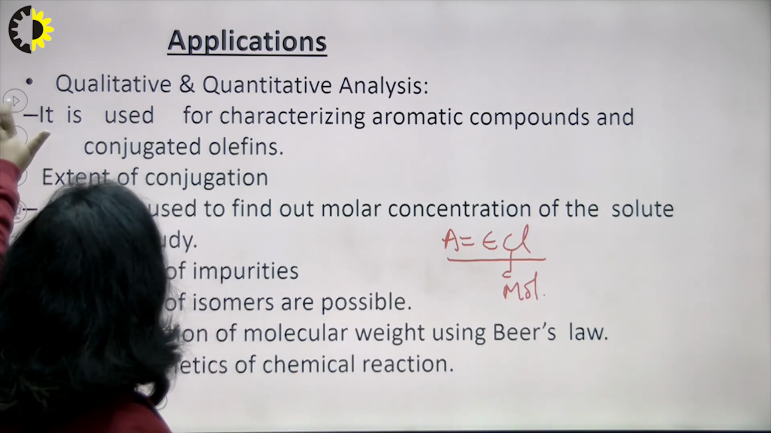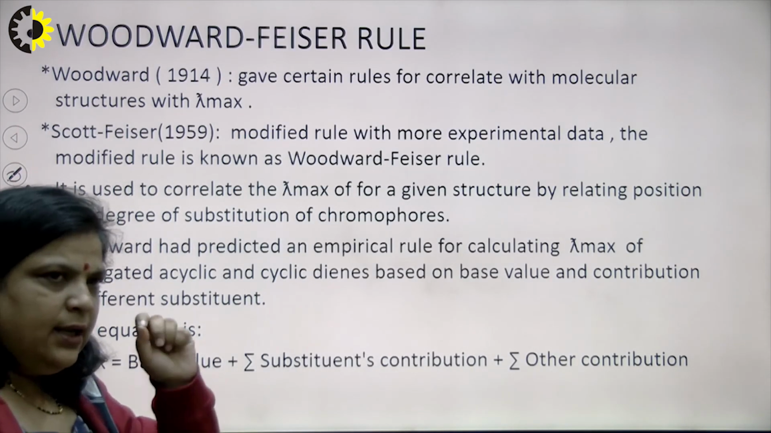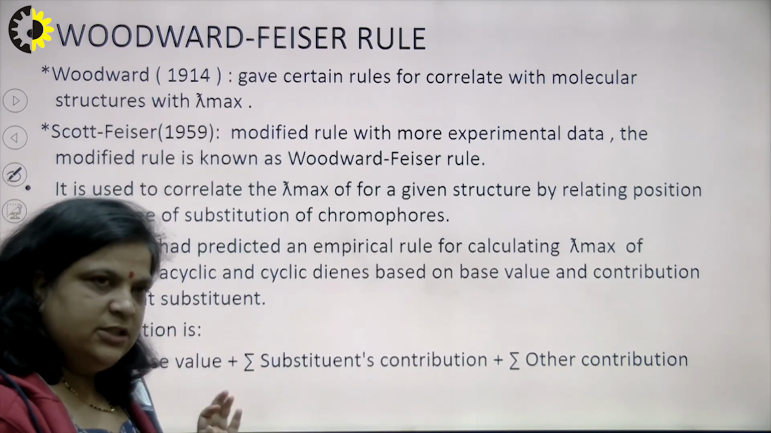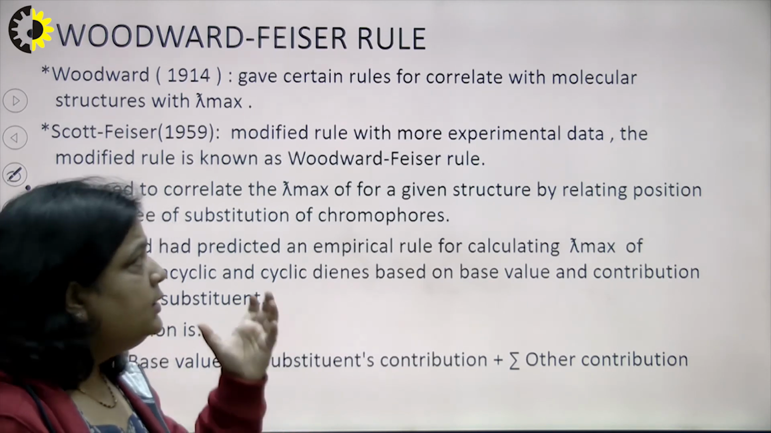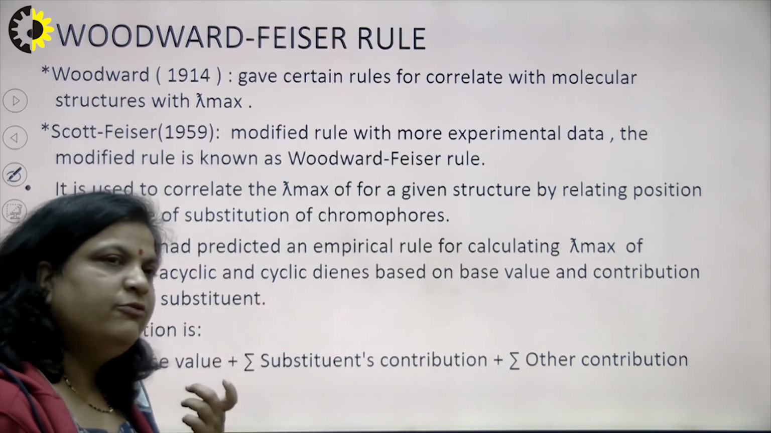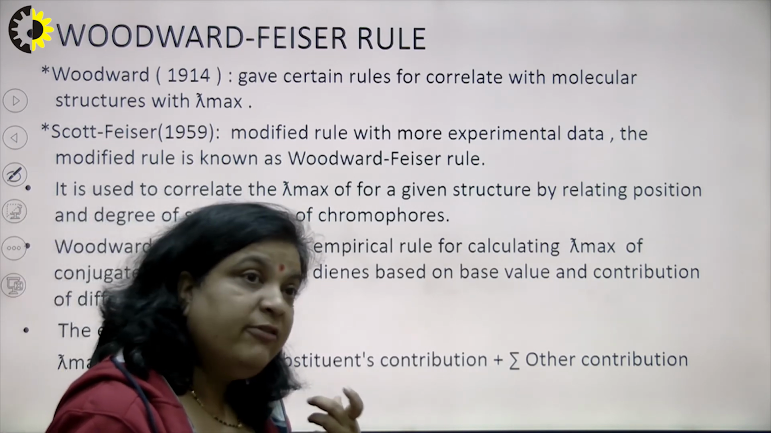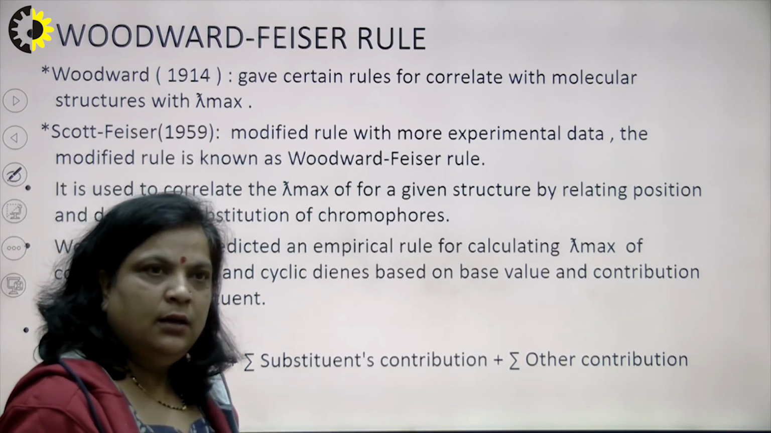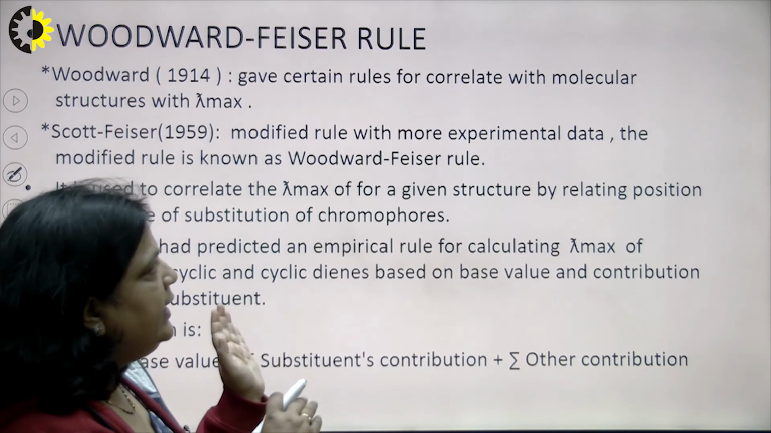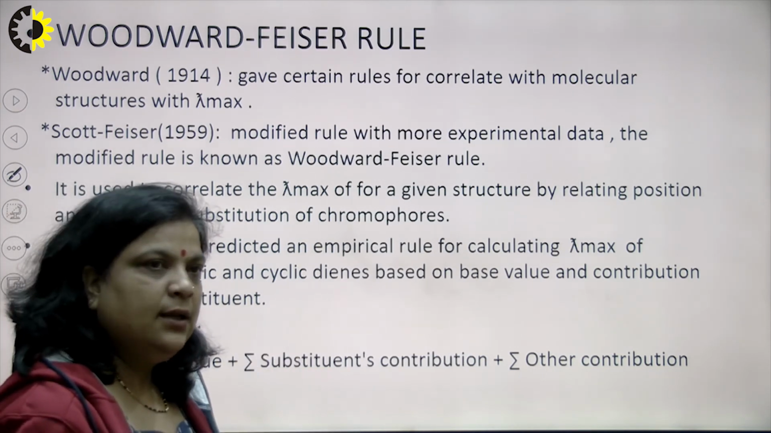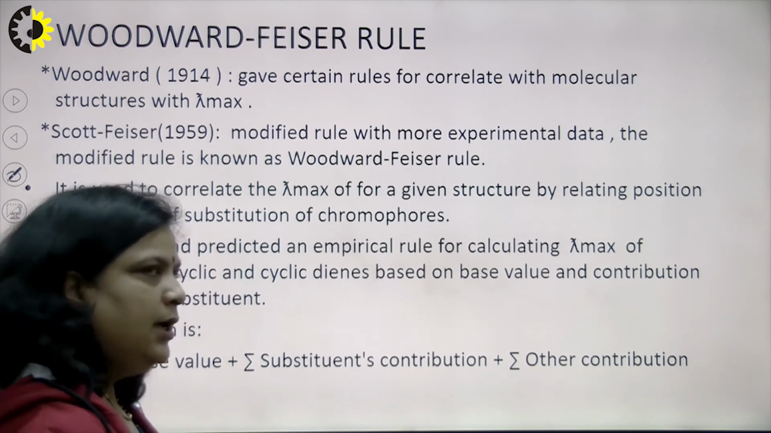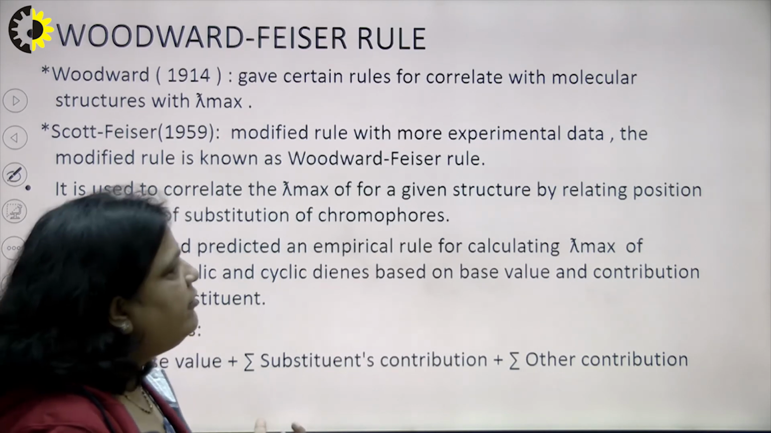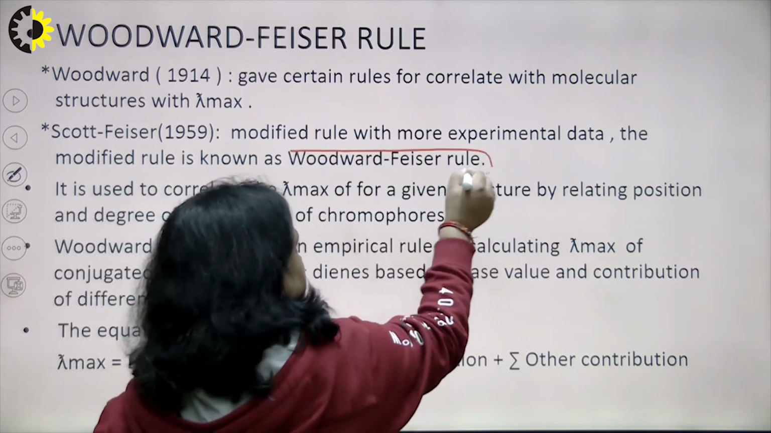Now, we are taking a small idea of the Woodward-Fieser rule, which is not in the syllabus, but we should know. This Woodward-Fieser rule is used to find the value of observed lambda max. It was basically given by Woodward in 1941, and it correlates molecular structure with lambda max. But in 1959, Fieser modified the rule with more experimental data, and this modified rule is known as the Woodward-Fieser rule.